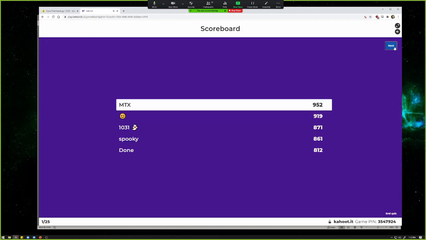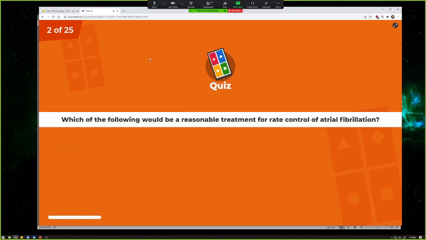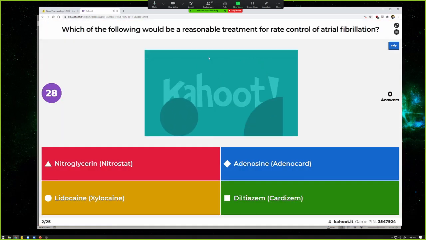All right. Trexate's in the lead. Which of the following would be a reasonable treatment for rate control of atrial fibrillation? Nitroglycerin, adenosine, lidocaine, or diltiazem?